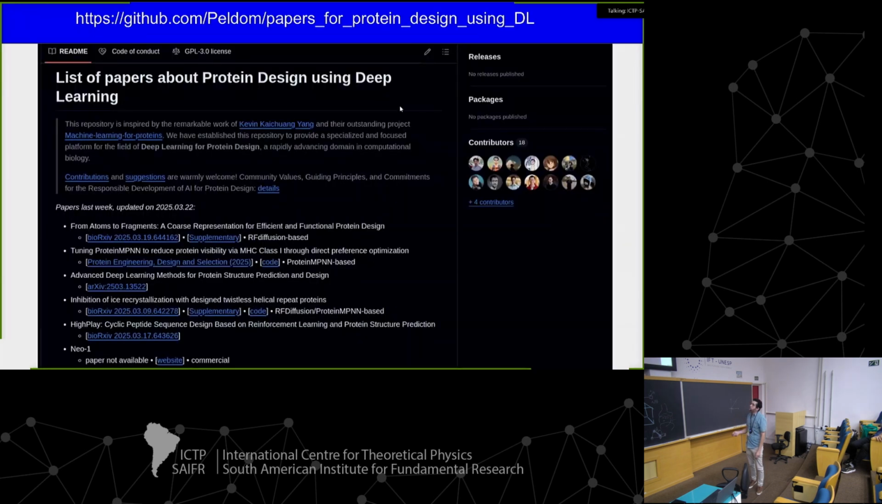If you are interested in learning more about protein design, I recommend this GitHub. It's updated weekly, and it's very nice.